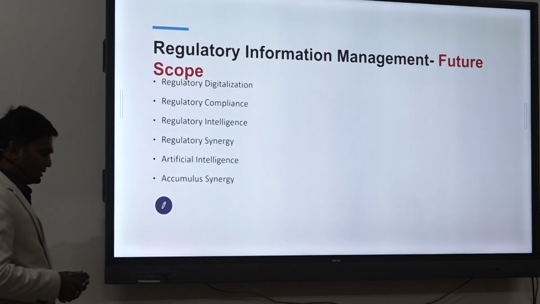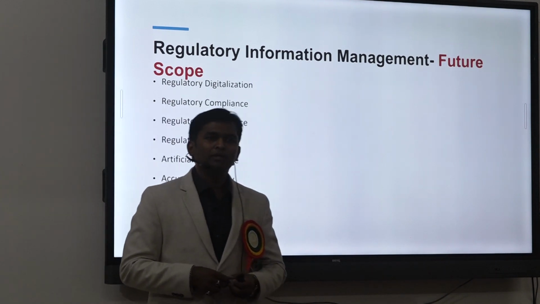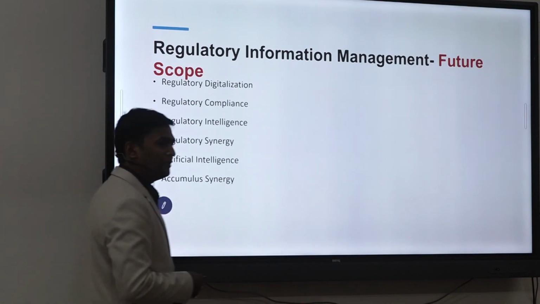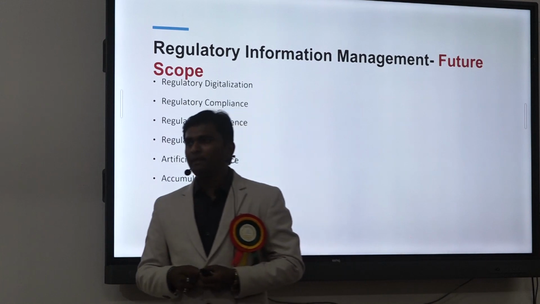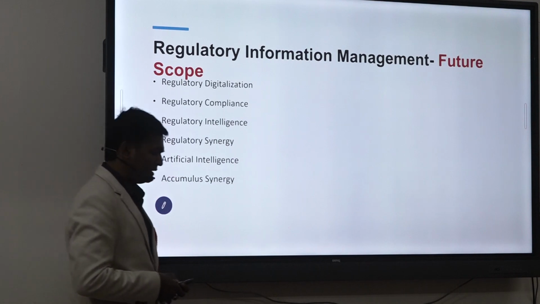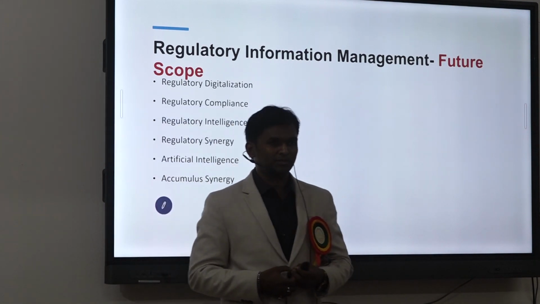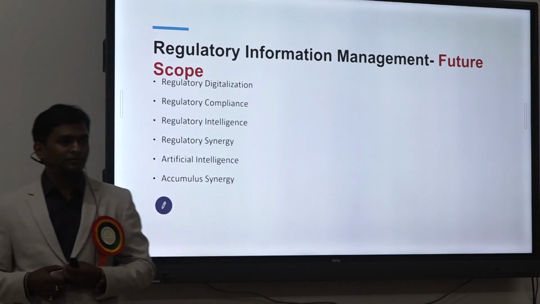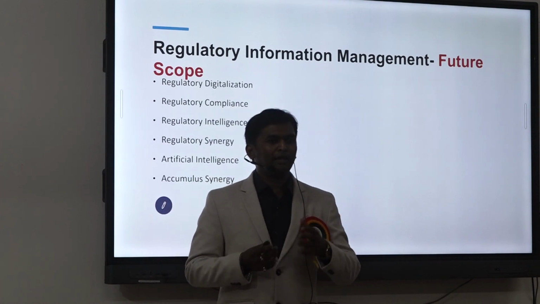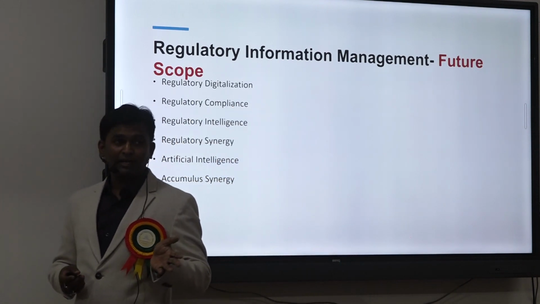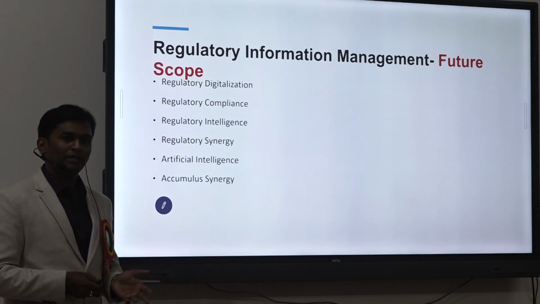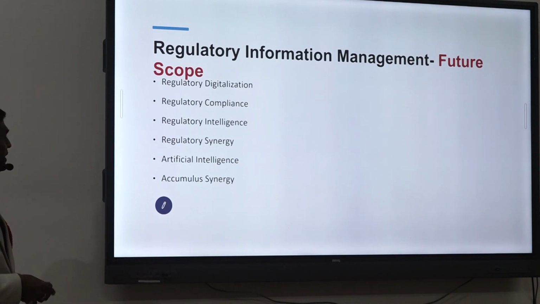Regulatory compliance. RIMS is compliance work. When I was working for my first organization, we had an audit from MHRA, which is the UK's health authority, and they asked why your company has a huge portfolio but there is no regulatory information management system. It was not a rejection from the health authority, but it was additional input that MHRA gave during that inspection. So that is where RIMS came into the picture in that organization, and now we are into compliance.